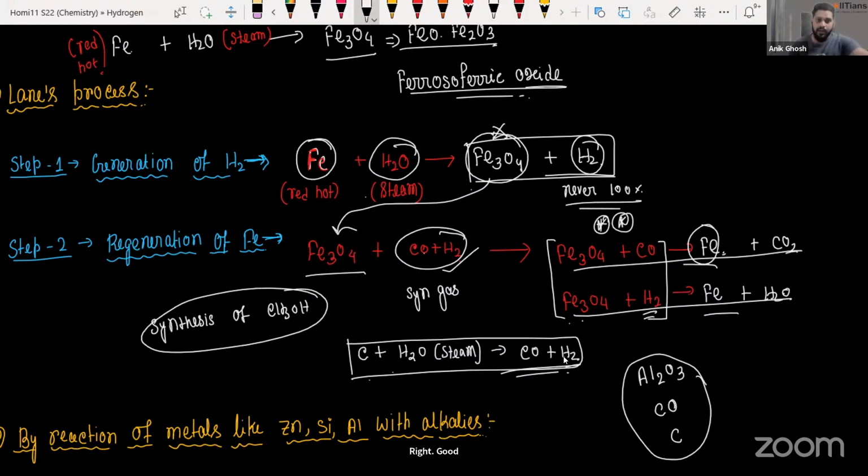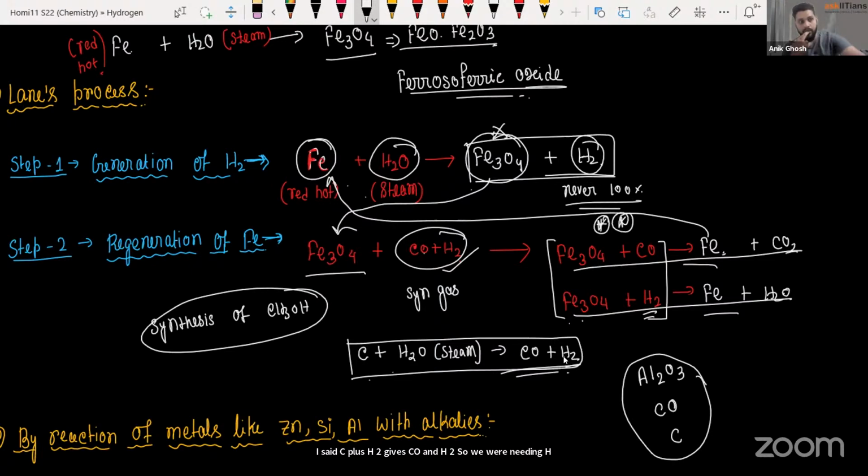So after we get the iron and water, what do we do? This iron can be reused in this process again to form more hydrogen. Again we'll be adding steam, again we'll be generating. Yes, Pratish. Sir, C plus H2O gives CO and H2. So we were needing H2, therefore the whole process is done. So we are getting H2 here also, right?